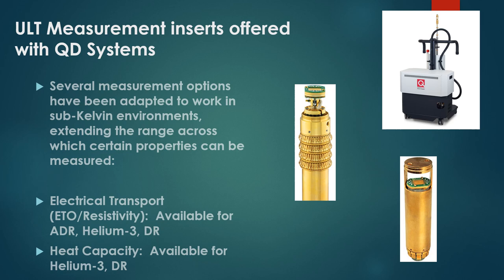ULT, ultra-low temperature measurements, are typically classified as measurements below 1 Kelvin. And these in our systems are achieved using either a helium-3 insert down to 400 millikelvin, a dilution fridge insert down to 50 millikelvin, or an ADR insert down to 100 millikelvin, but you cannot use magnetic field with the ADR insert. All of these inserts help to extend the temperature range in our measurement platforms to the desired millikelvin temperature based on the insert being used. However, it is not possible to perform any custom measurements in any of these inserts.